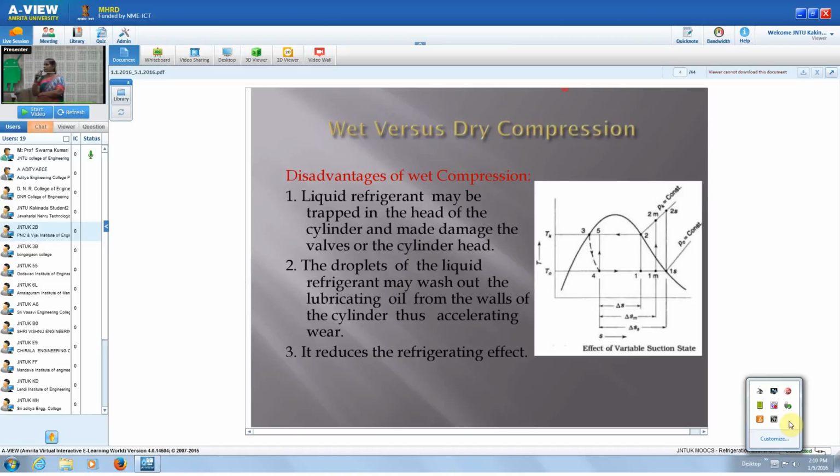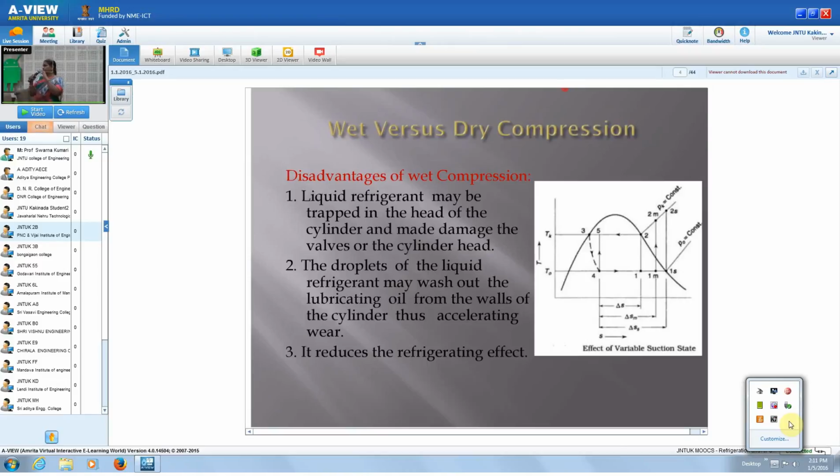So whenever some moisture is present here, there will always be wear and tear on the walls or head of the compressor cylinder. Then the droplets of the liquid refrigerant may wash out the lubricating oil from the walls of the cylinder, thus again accelerating the wear. Okay. So in the reciprocating compressor, the type of compressor used in vapor compression refrigeration is generally a hermetically sealed compressor.